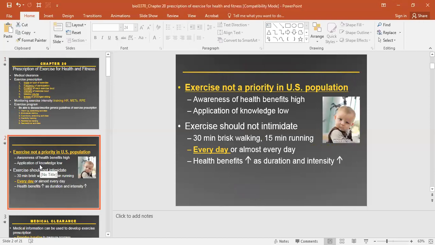So to start, I have to say that exercise, as we know, is just not a priority in the United States. A lot of times there are excuses made for why exercise is not a priority. I don't have time. I don't know how. I don't have a gym membership. I don't want to. It's hard. There's lots of excuses why individuals choose not to exercise.